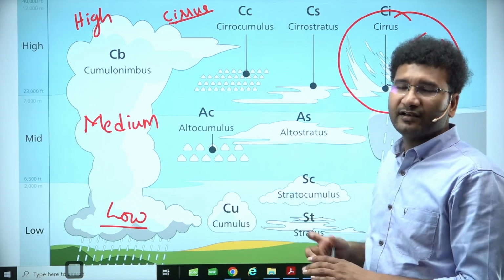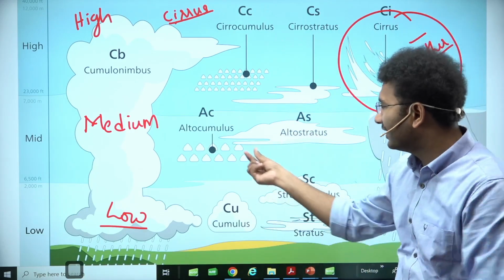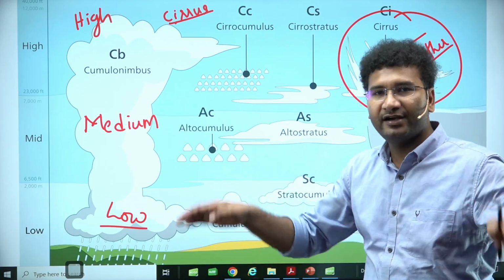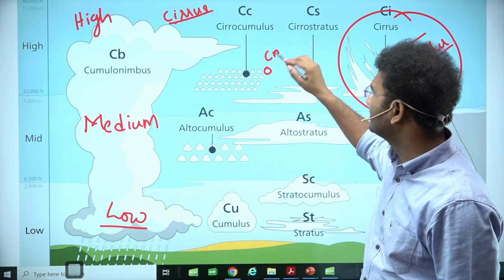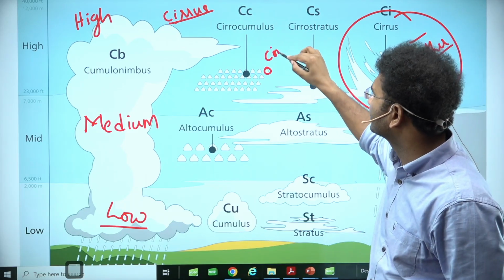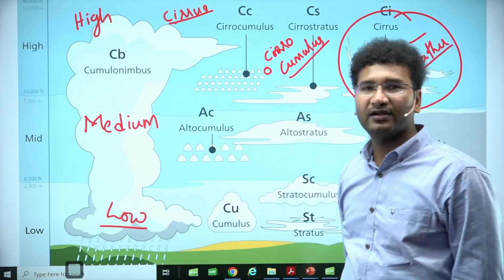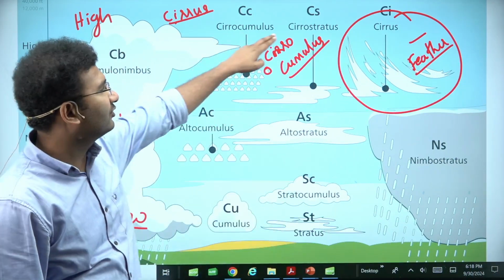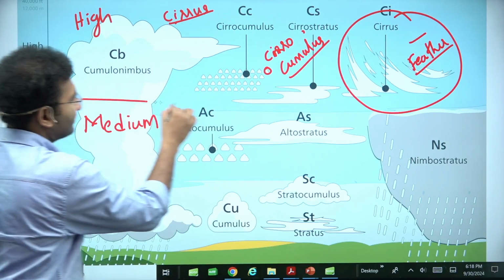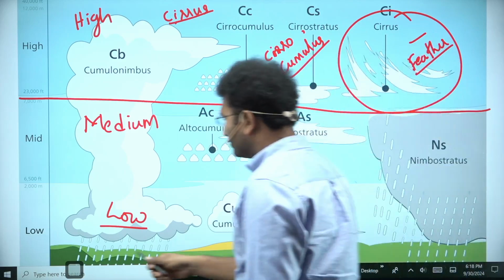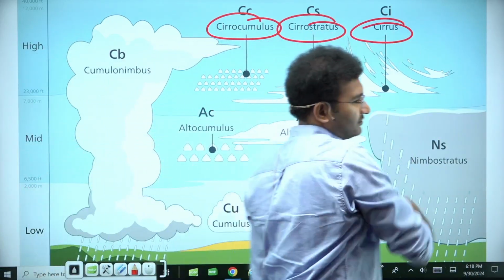If these feathery clouds, which are cirrus clouds, present above 7,000 meters, have a shape like cumulus, where cumulus has a base and looks like wool, then this cloud is called cirrocumulus. If the same cloud has layers, then the high clouds having layers will be called cirrostratus. That means the high clouds present above 7,000 meters could be three clouds: cirrocumulus, cirrostratus and cirrus.